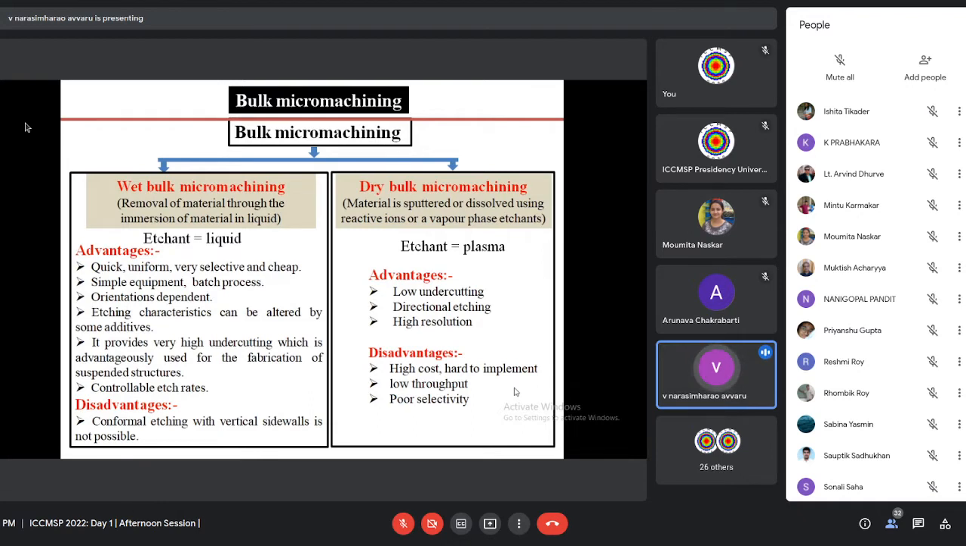In dry etching, the etchant is plasma. In dry bulk micro machining, the advantages are low undercutting, directional etching, and high resolution. Disadvantages: high cost, hard to implement, low throughput, and poor selectivity.